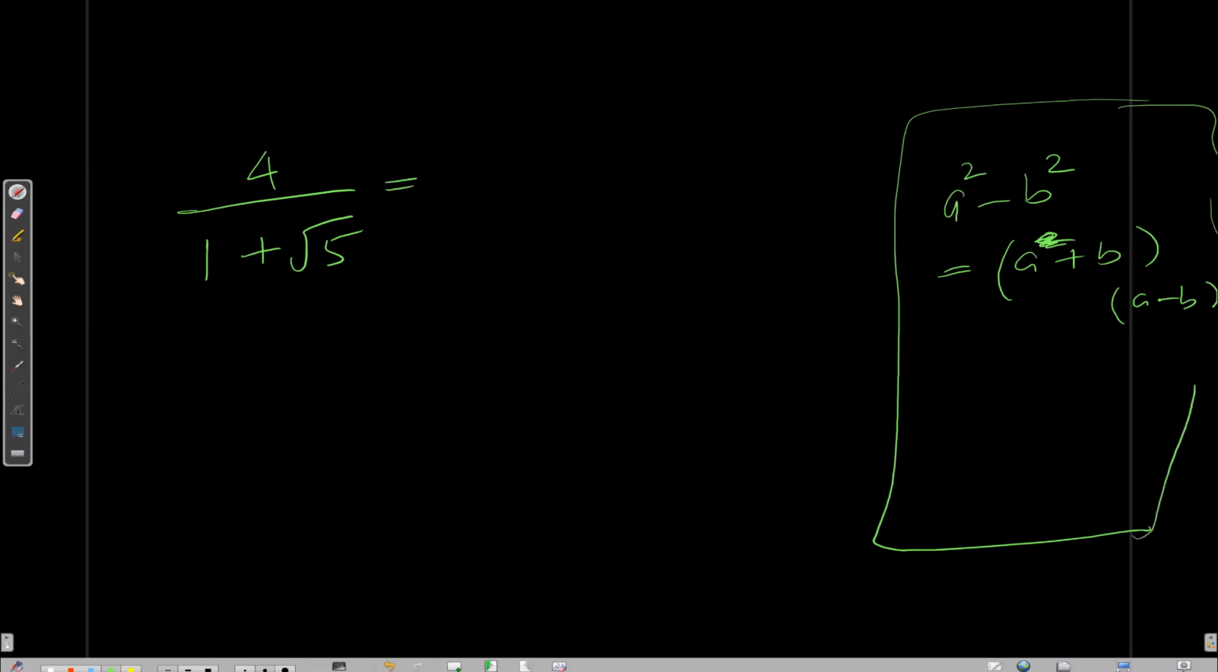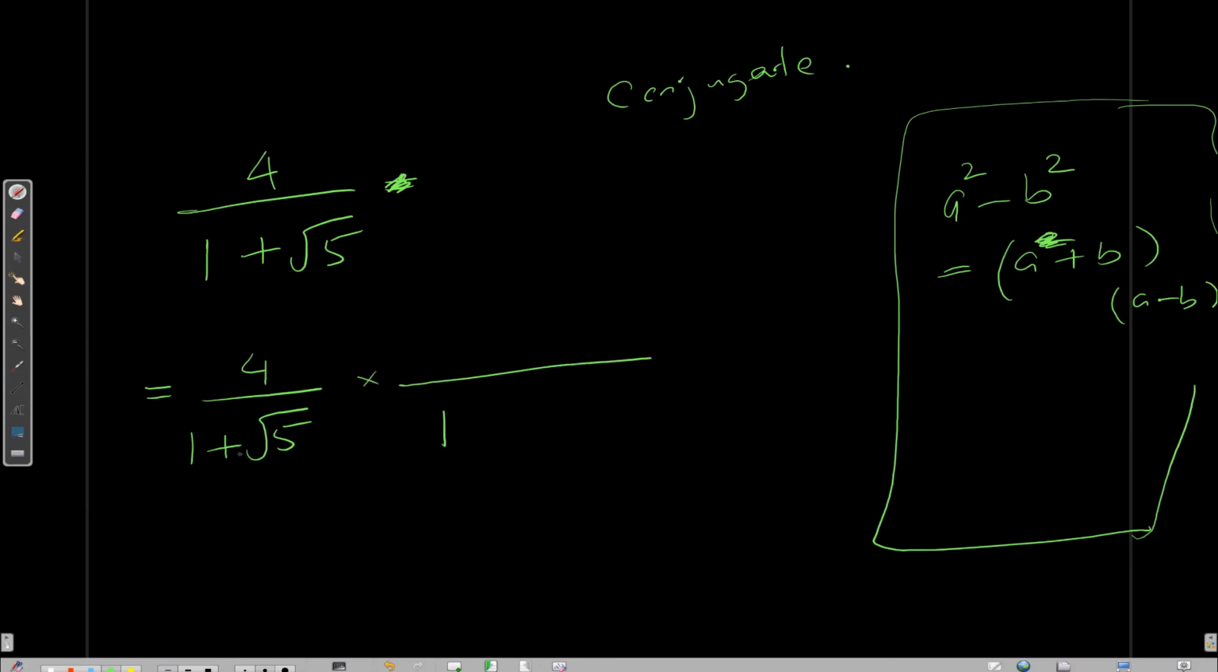What you need to do is multiply by the conjugate. What I mean by conjugate: this is 1 plus square root 5, so I'm going to multiply it by 1 minus square root 5. And if I do that, I have to do the same thing over here. Okay, now let's see what's going to happen.